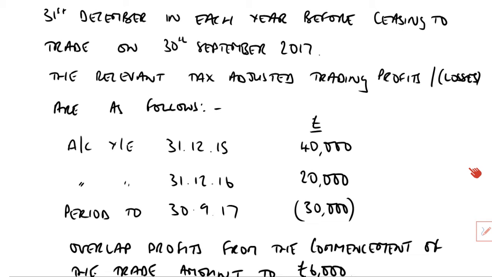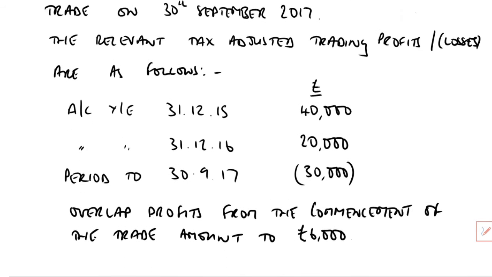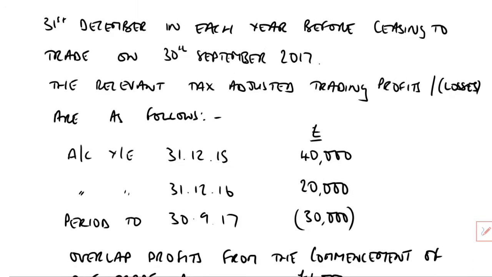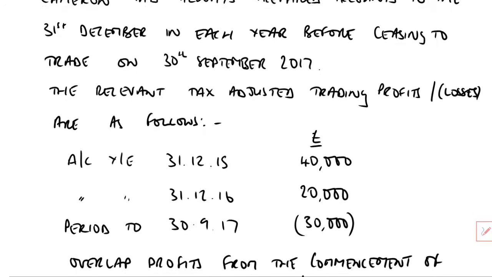And then, sad to say, what finished off the business, a loss-making period to the 30th of September 17, when a loss of £30,000 arose, at which point, as we were told, the taxpayer, Cameron, ceased trading. Also, as is relevant for final tax year, we need to know about the overlap profits, if any, that arose within the opening years. And our overlap profits here from the commencement of the trade amount to £6,000. So there's the information, therefore, that we need to be aware of.